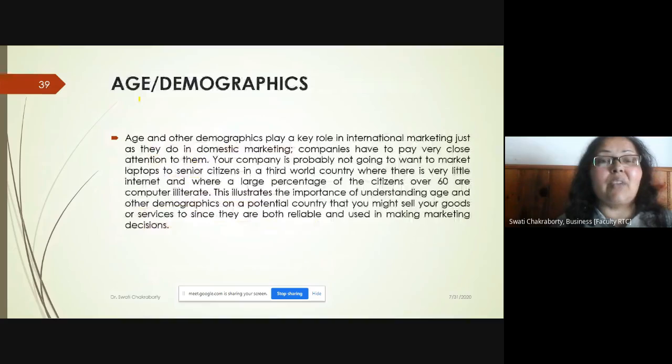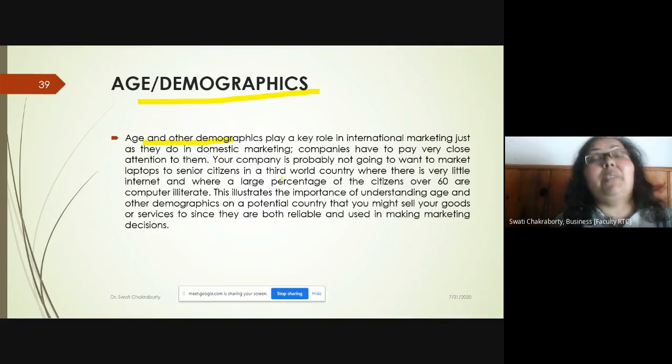Age and demographics. Now, age and demographics also play a vital role, right? In international marketing, and it's nothing different in domestic marketing also. Even in domestic marketing, age and demographics matter. Like the taste and preference of people over 60 will be different from that of youngsters, right? And so that has to be taken into consideration while thinking of how to make your marketing decisions.